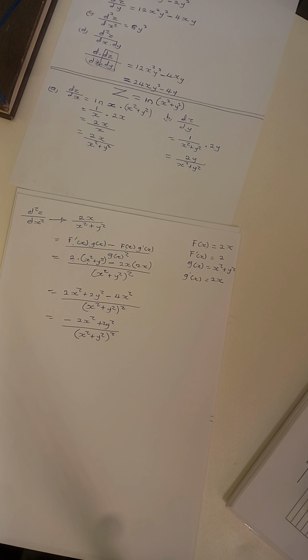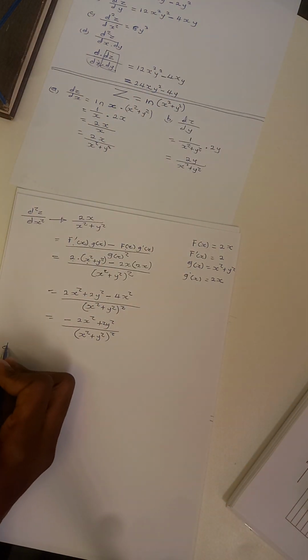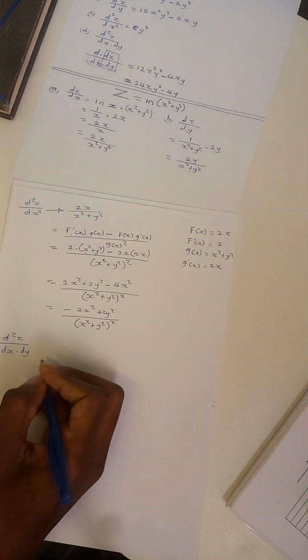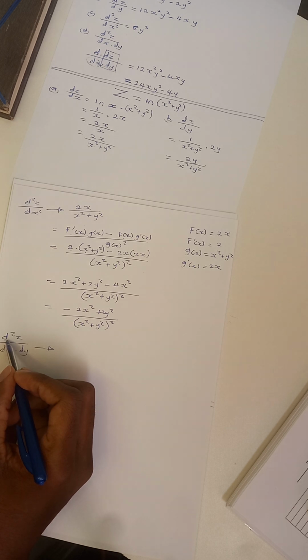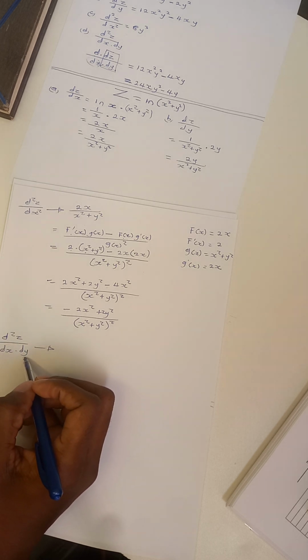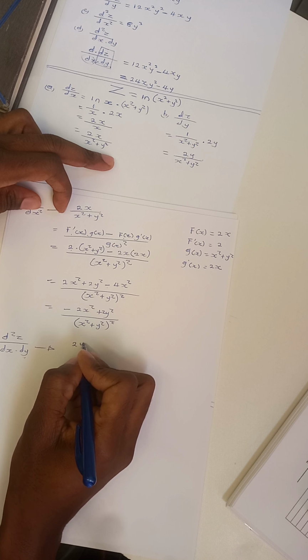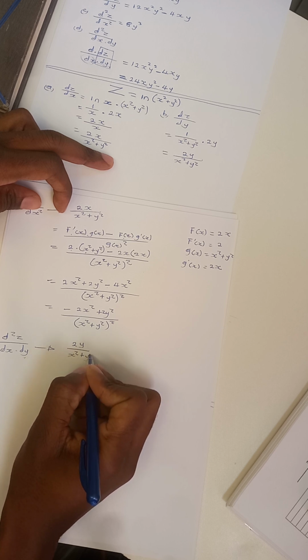And then after that, let's go to this one. Where is it? That one. It's d squared z divided by dx multiplied by dy. To do that, you need to get your dz over dy. Our dz over dy, we calculated it, and it's this one. So it's 2y divided by x squared plus y squared.